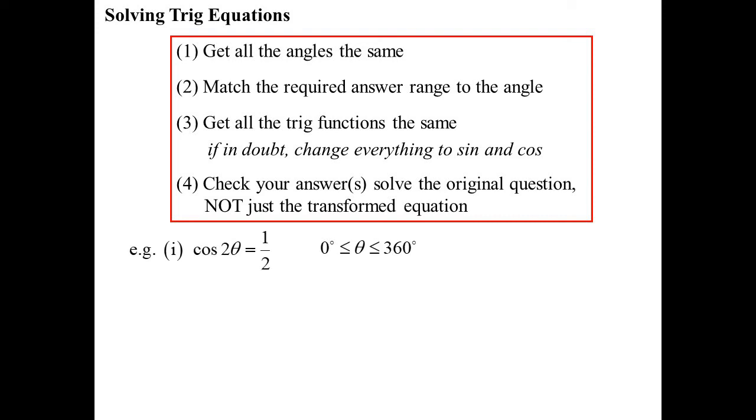All right, let's start with a very basic one. Cos 2 theta equals a half. So straight away I can see, well, I'm looking for answers between 0 and 720.